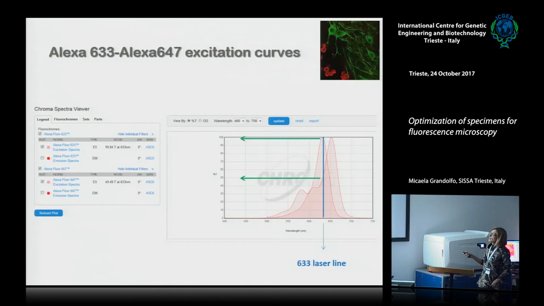And you can check, just a parenthesis, all these diagrams are taken from the Chroma website. If you want to check the characteristics of the fluorophores, please visit this site, because it is very nice and well done. Okay, here you have the excitation curve of Alexa 633, and as you can see, it fits perfectly with the 633 laser line. Okay, and this is the curve of Alexa 647. Okay, it does not fit perfectly, but you can excite it around 50%. That is absolutely reasonable. Okay.